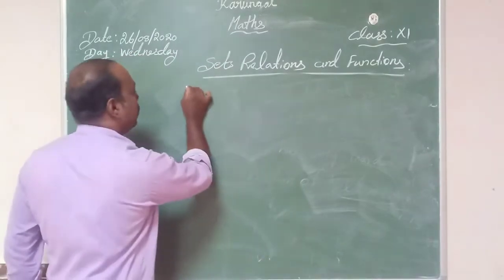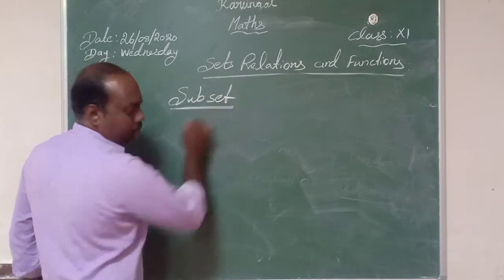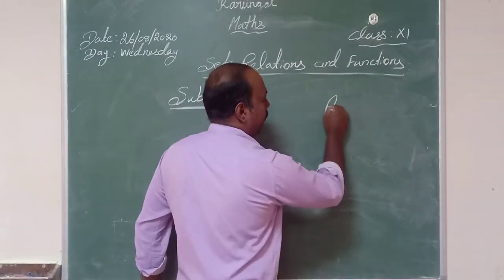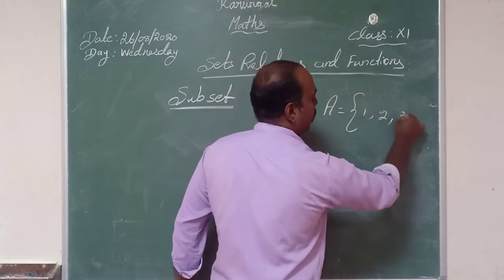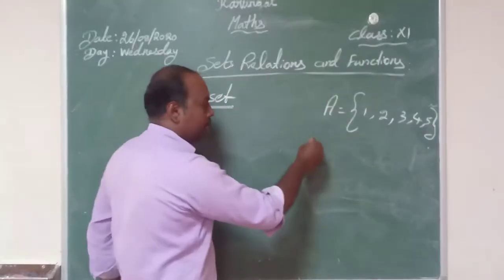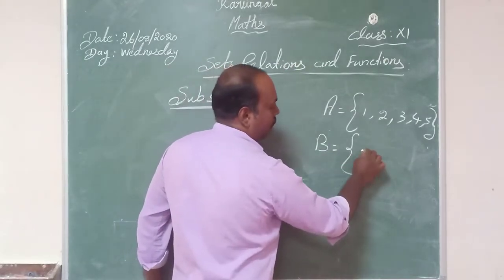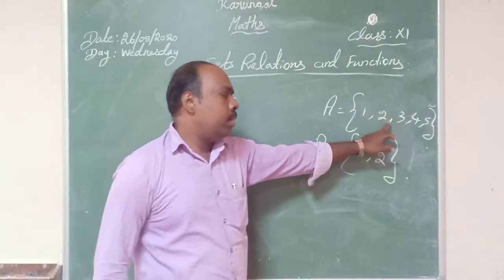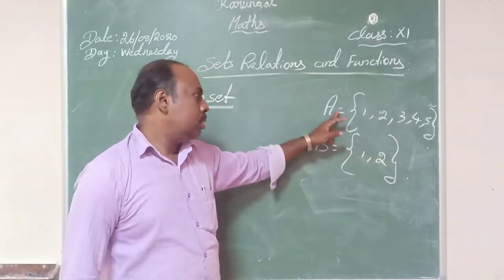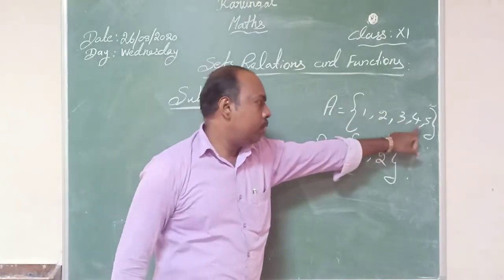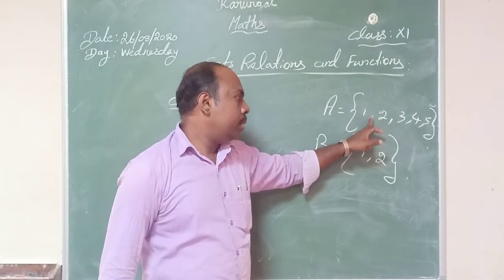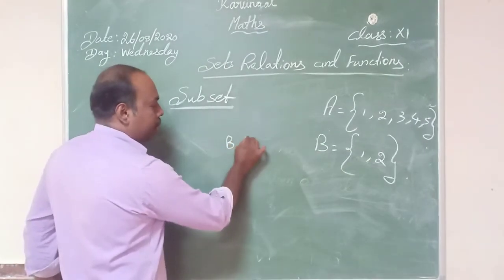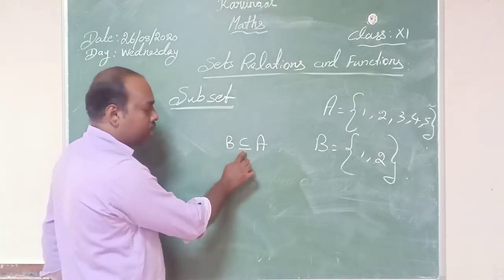Now another heading, subset. For example, if I take one set as A equal to the set of all 1, 2, 3, 4, 5, and another set B equal to the set of all 1, 2. Here A has 5 elements, B has 2 elements. So which is the biggest set here? The set containing the elements 1, 2, 3, 4, 5. It is the biggest set, am I right? So we can say B is a subset of A.